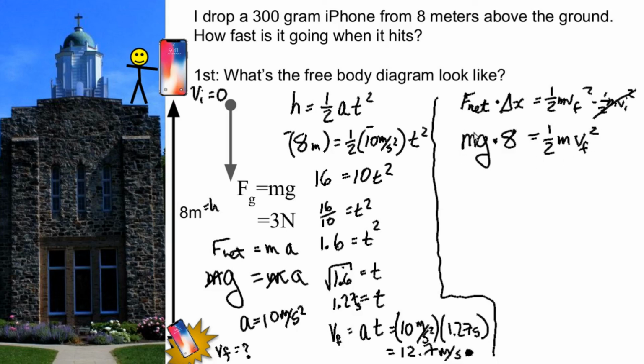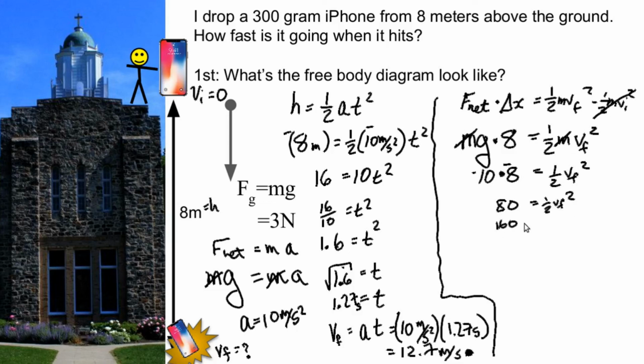And here you might be saying, well, why did you call it mg? You know that it's 3 newtons. Well, here's why. Because I see that there's an m on both sides of the equation. I'd rather write both of those and cancel them. Now I see that the acceleration due to gravity, which is 10, times the displacement, which is 8, and remember those are actually both negative. The displacement is downward and the acceleration is downward. That equals, my m is canceled, 1/2 v final squared. So negative 10 times negative 8 is 80, equals 1/2 v final squared.